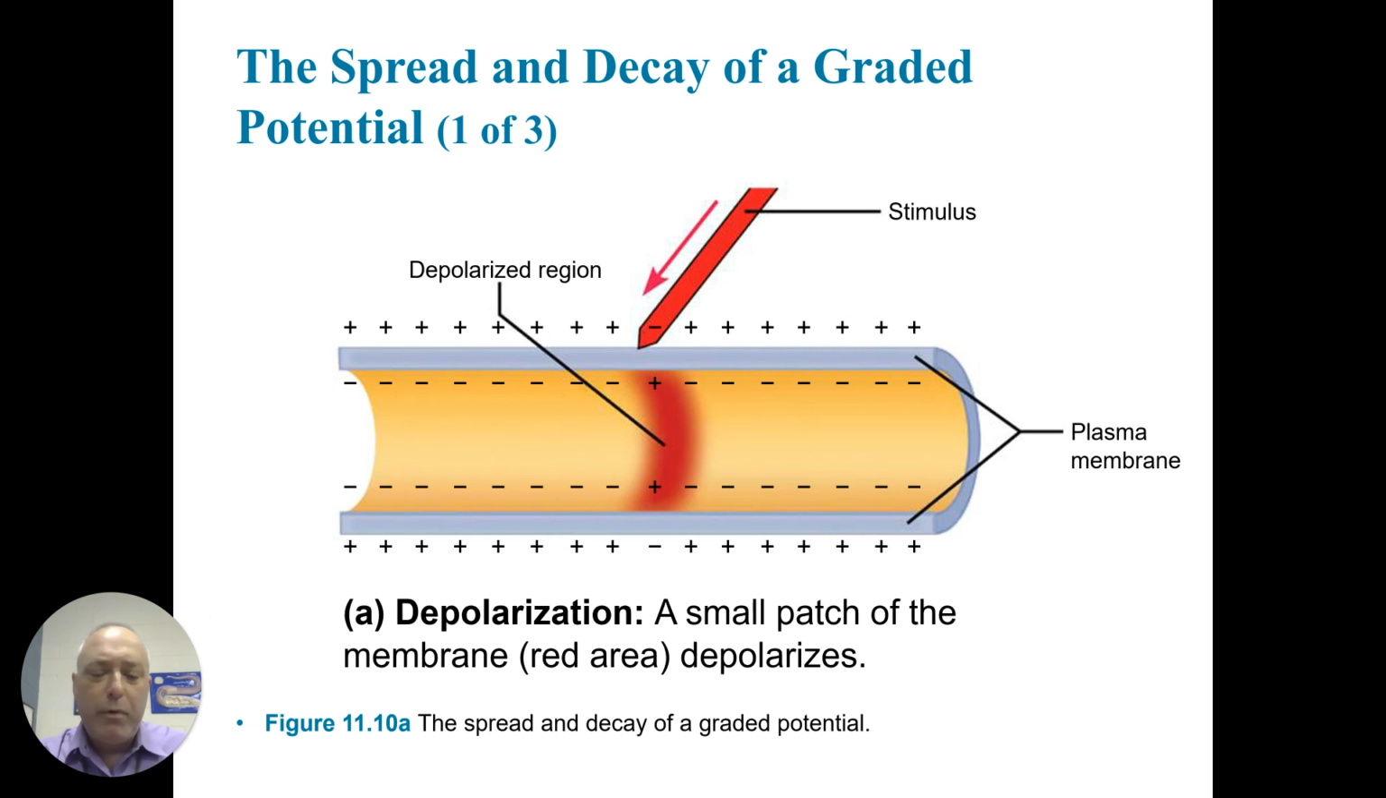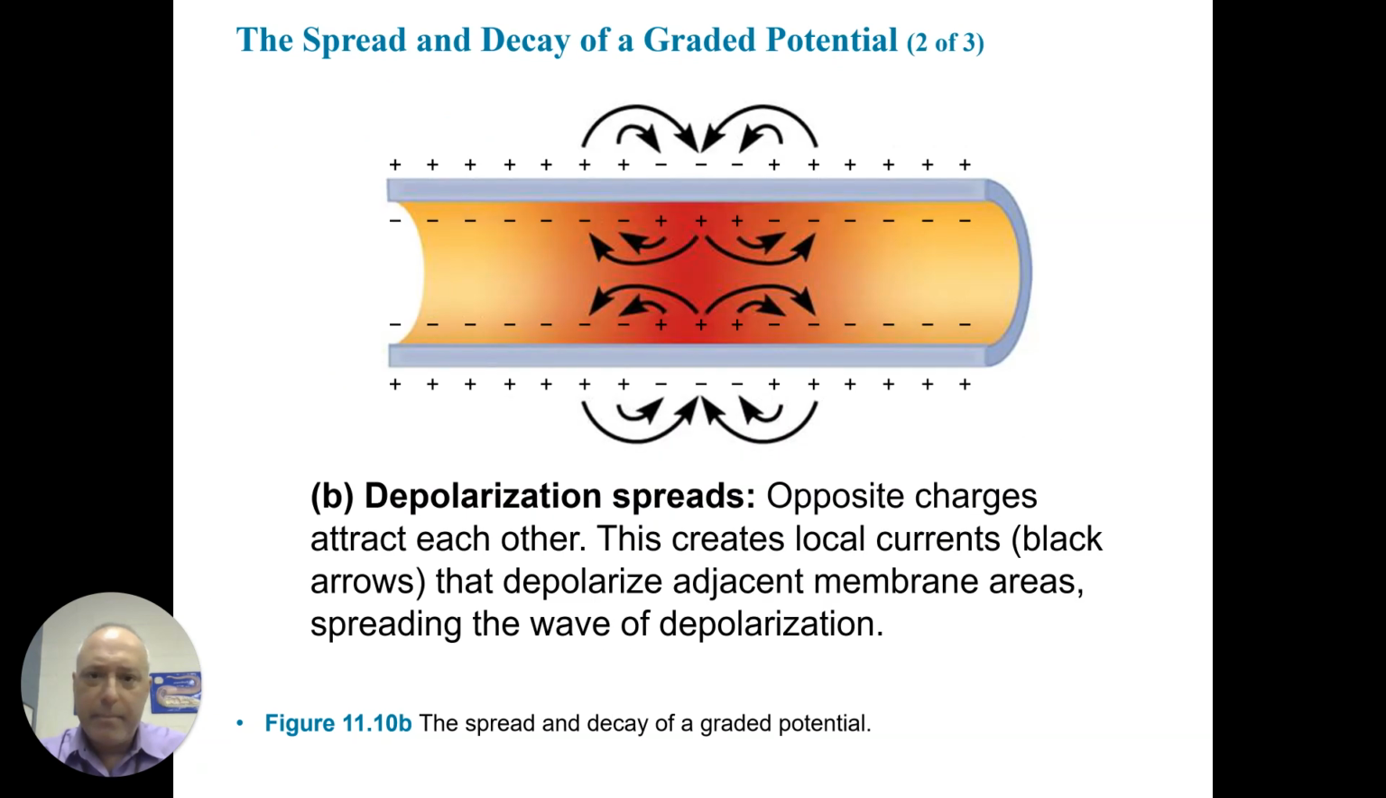And the depolarization will move then down the axon, and behind it, the area will then repolarize. So it's a wave of depolarization that moves down the axon very rapidly. And this is your signal. So the depolarization spreads, opposite charges attract each other, creates a local current that depolarizes the adjacent membrane areas, spreading the waves of depolarization.